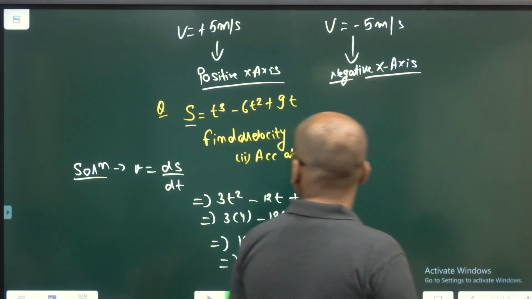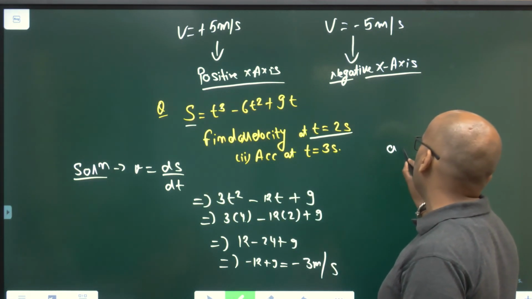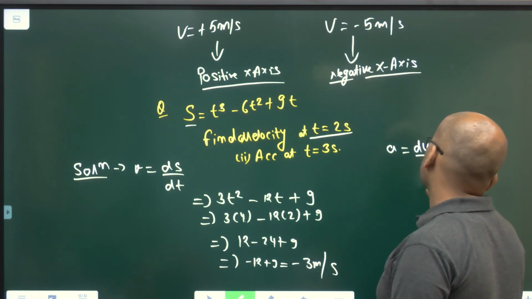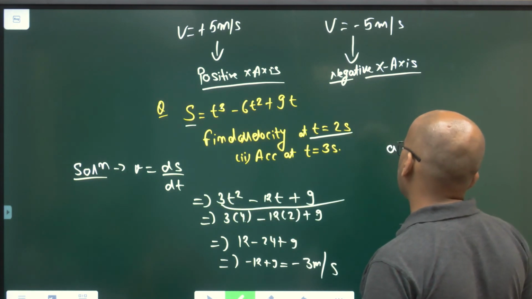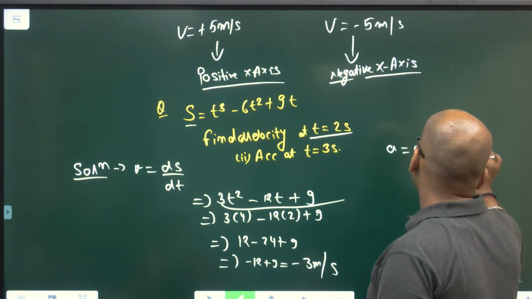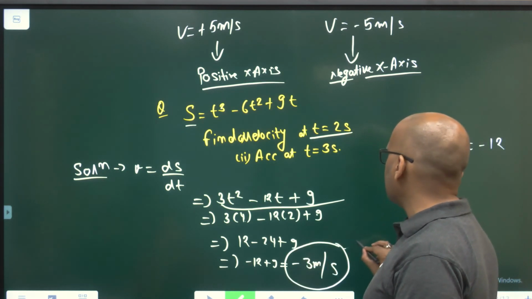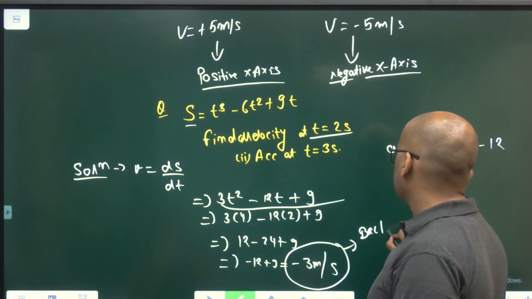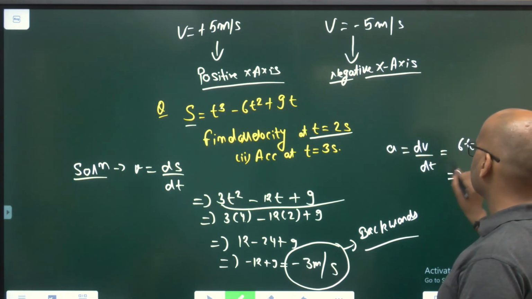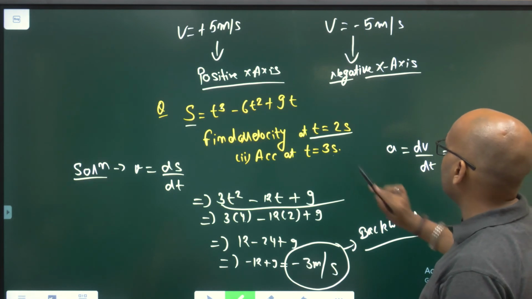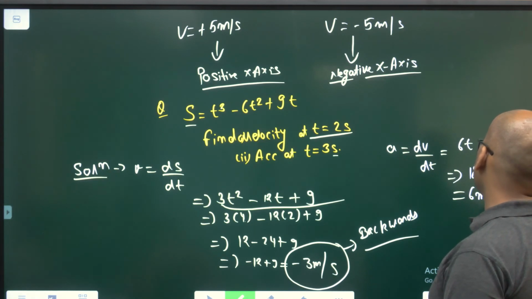Got it? Now acceleration. So acceleration is what? Acceleration is differentiation of velocity. So what was velocity? Velocity was 3t square minus 12t plus 9. So acceleration will be 6t minus 12. Oh, see, velocity was negative. That means body is moving backwards. Acceleration is 6t minus 12. So put t equals to 3 now. So you will get 18 minus 12, that is 6 meters per second square.